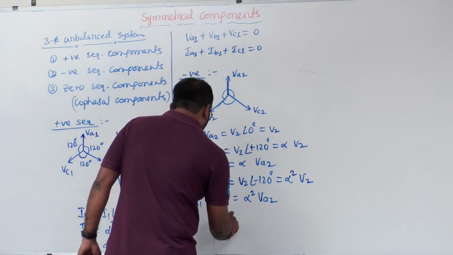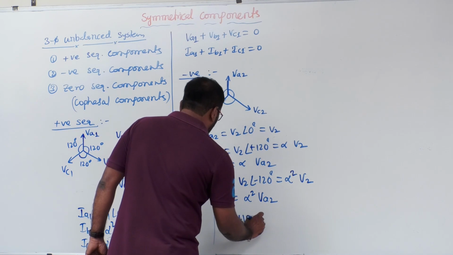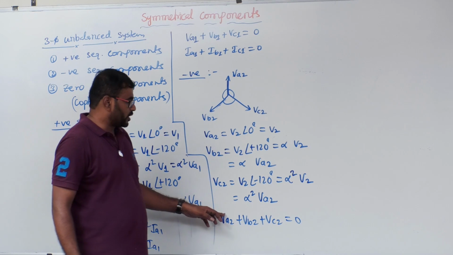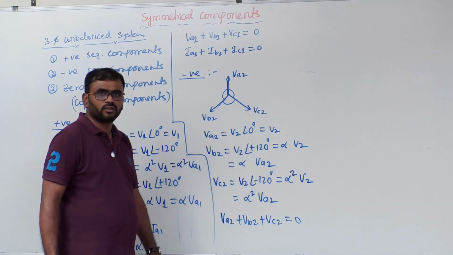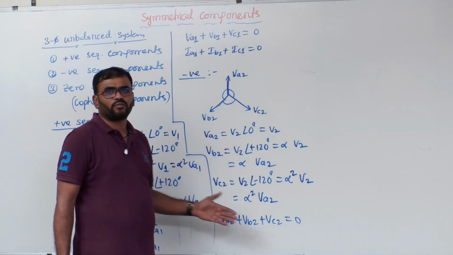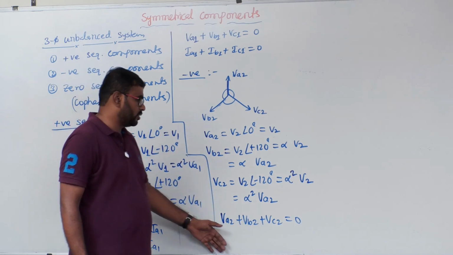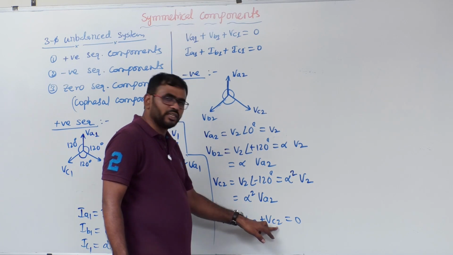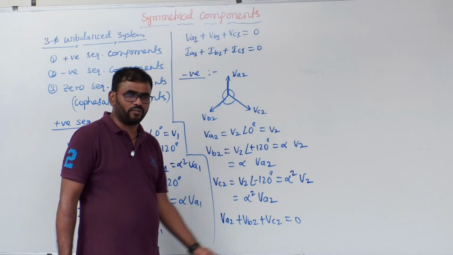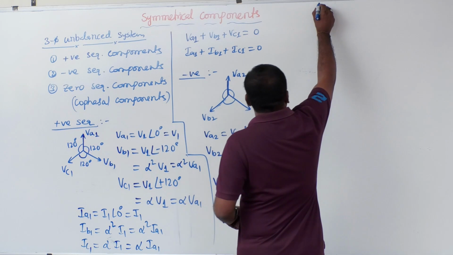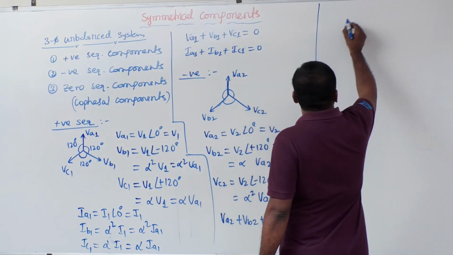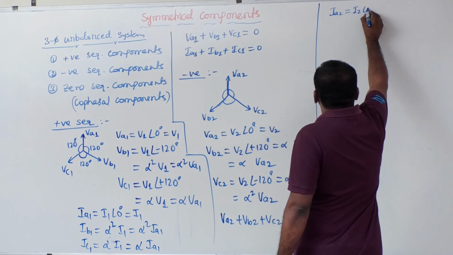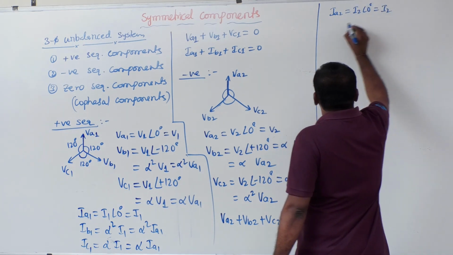Now what about VA2 plus VB2 plus VC2? That is equal to 0. Again check. VA2 plus VB2 plus VC2 means you take what? V2 common. We get 1 plus alpha square plus alpha. 1 plus alpha square plus alpha is equal to 0. So that's why the sum of A2, B2, C2 voltage phasors or current phasors is equal to 0. Anyway, this is voltage phasors, but what about current phasors, sir? I am directly writing IA2 equal to simply I2 at an angle 0 degrees. You can write I2.